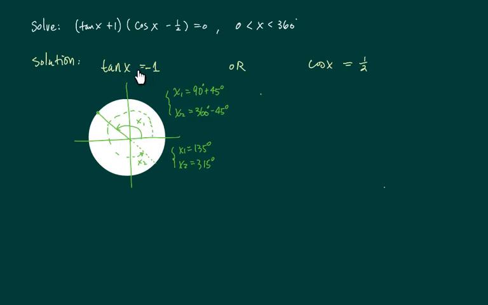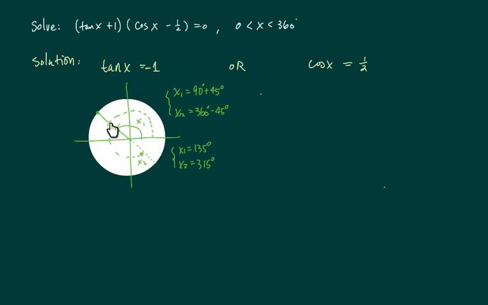Alright, so here's the solution. I split the first half equal to 0, which produced this equation, or I split the second half equal to 0, which is this one. Let's solve the tangent first. Since tangent is minus, that means x value and y value are different, and that only happens in the second quadrant or fourth quadrant. So we have two values over here.